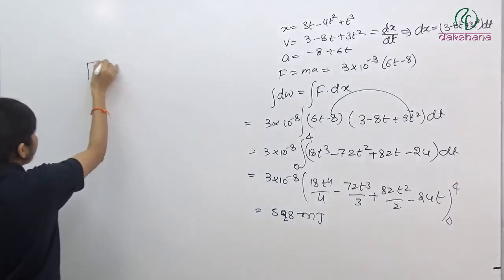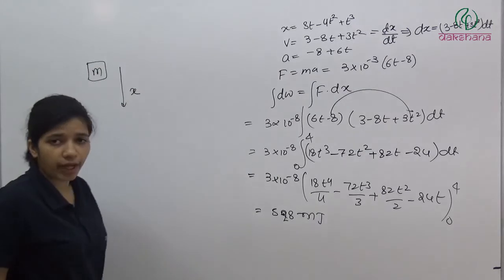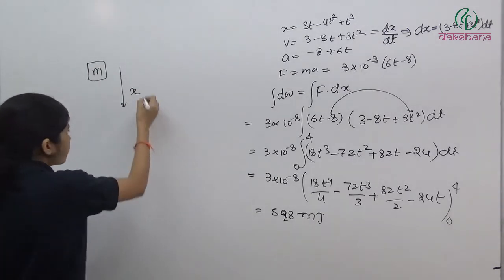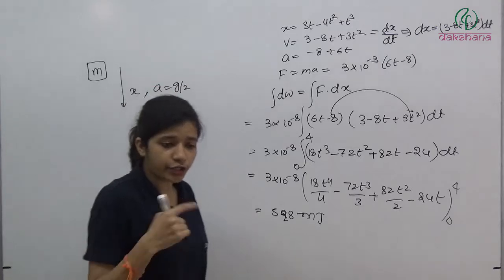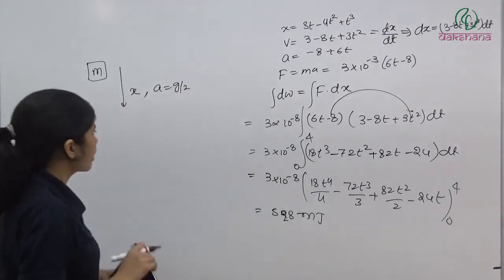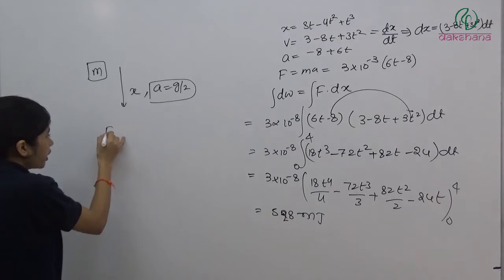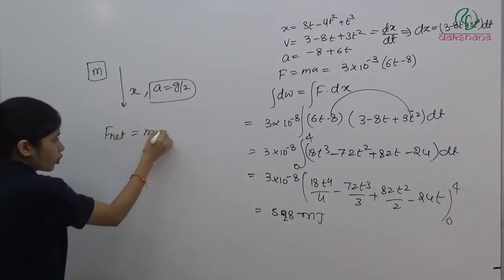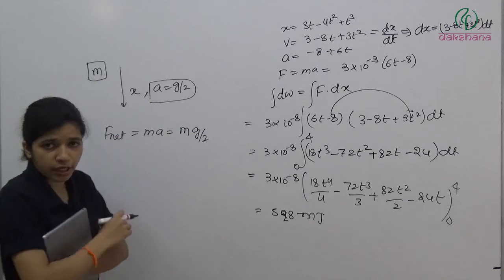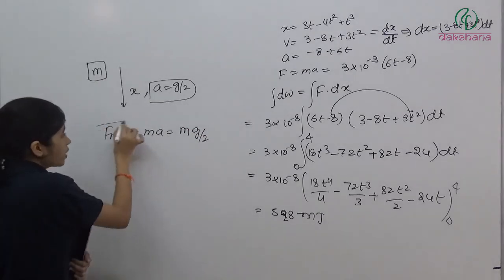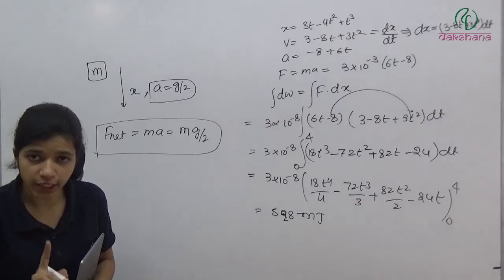So we have a block of mass m which has to be taken down by displacement x, and with acceleration equal to g by 2. With this much acceleration it should go down. Clear? So if it is going with this much acceleration, it means net force on the block. Net force always what we have? Mass into acceleration. Mass is m, acceleration is g by 2. Net acceleration of this block is g by 2. It means net force acting on this block is how much? mg by 2 is the net force acting on this block.